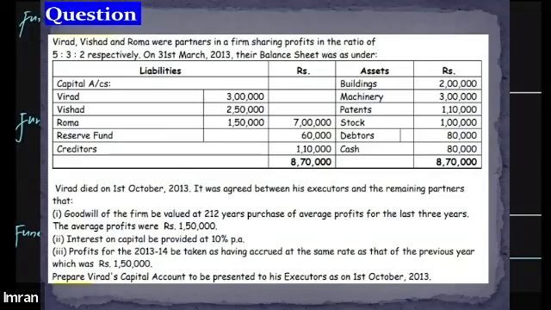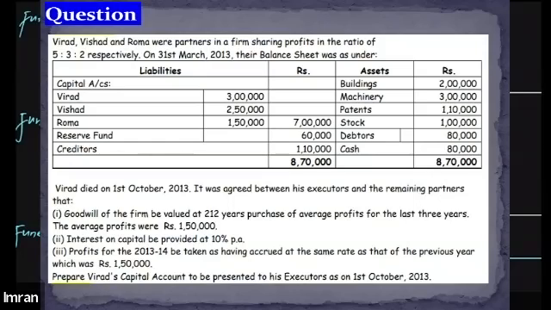This question says that there are three partners, Virad, Vishad, and Roma. They were sharing profit and loss in the ratio of 5:3:2. Their balance sheet is given, wherein on the asset side we have building, machinery, patent, stock, debtors, and cash. On the other side of the balance sheet, we have the capital balances of all three partners, reserve fund, and creditors.